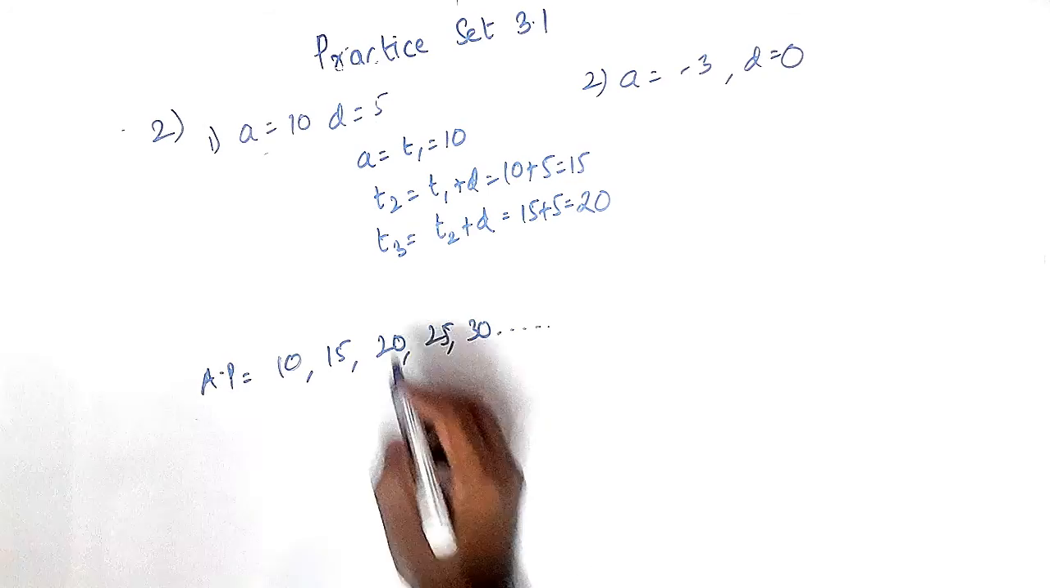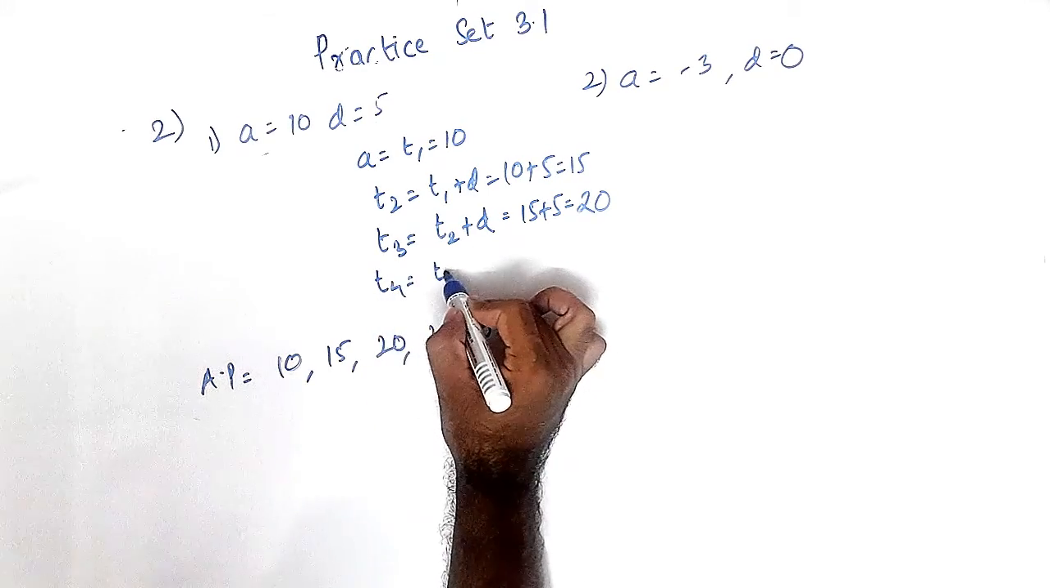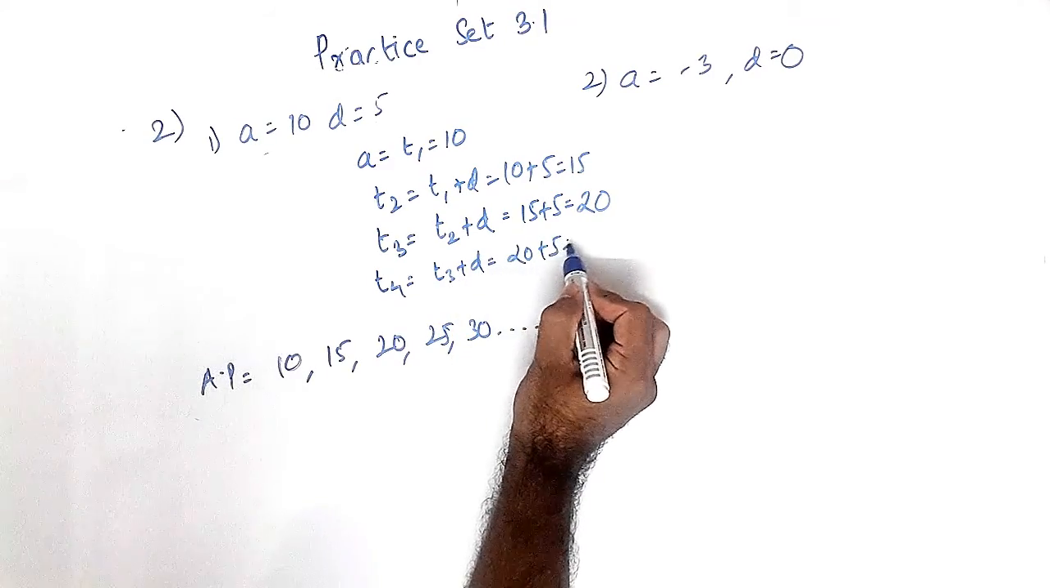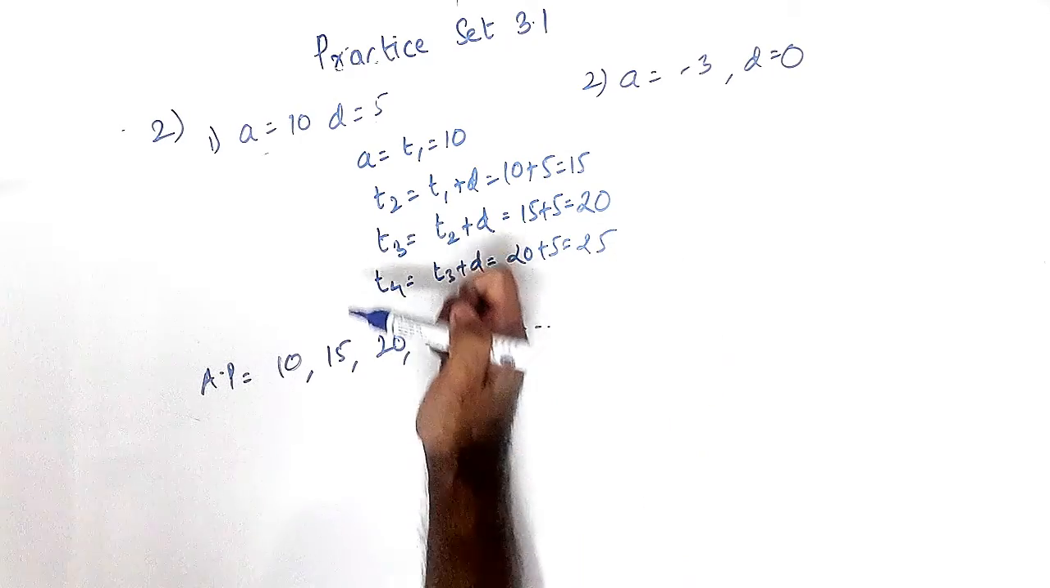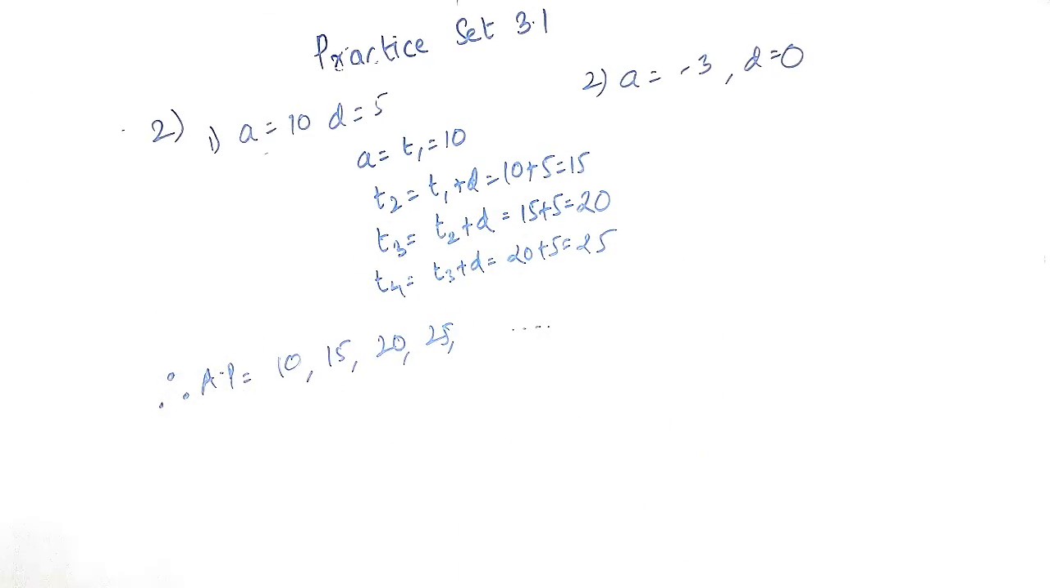Okay, and T4 is equal to T3 plus D. So 20 plus 5, that is equal to 25. I can now write, therefore, AP is equal to 10, 15, 20, 25, dot dot dot. Okay, this is the arithmetic progression that you have to write.